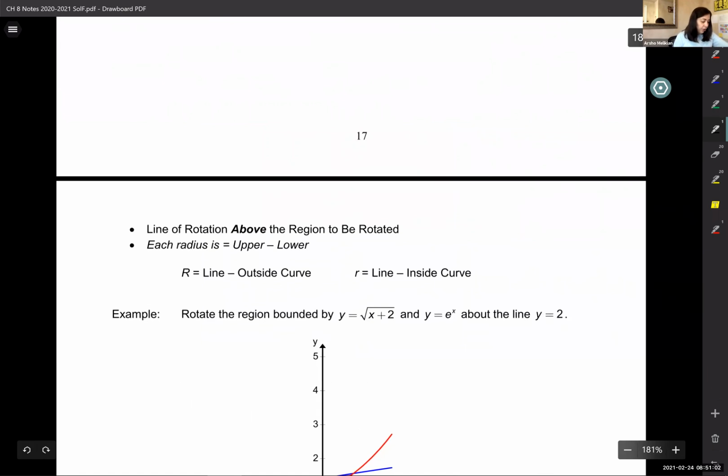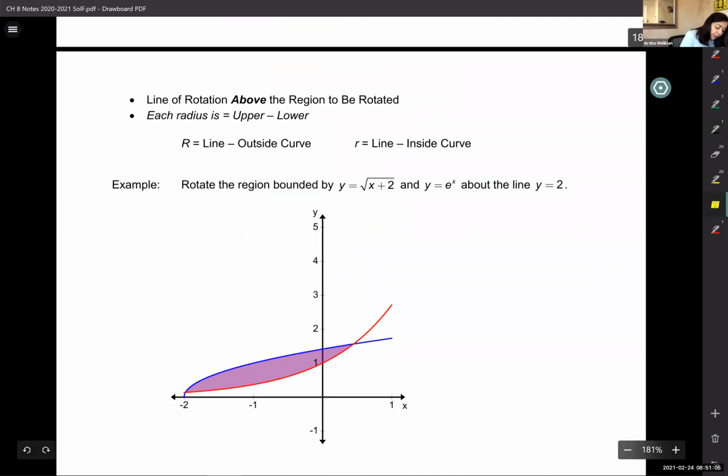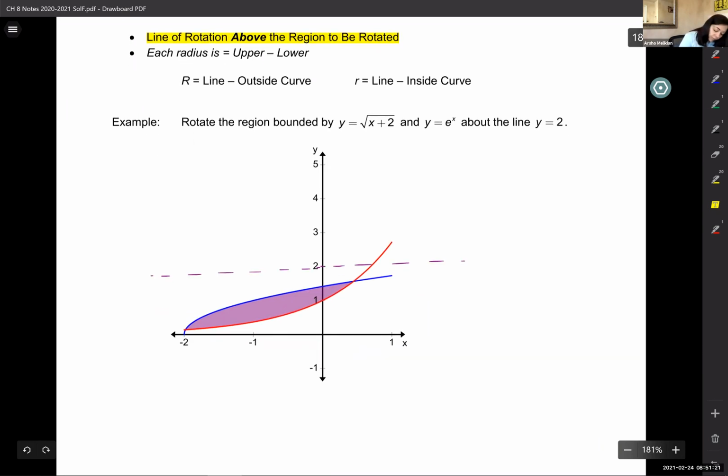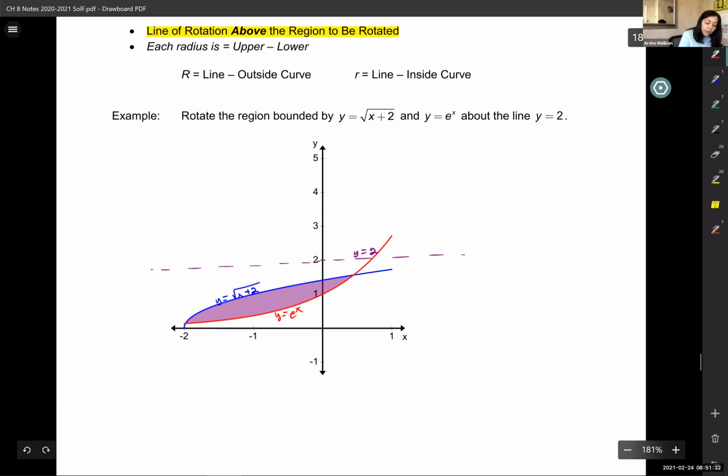All right, so what if we went to the next situation where the line of rotation is now above the region to be rotated? We're going to rotate the same region about the line y equals 2 here. And again, this is y equals root x plus 2, and this is y equals e to the x. So again, I've got big radius and little radius. This time, I'm not going to draw the discs. I'm just going to draw the radii.